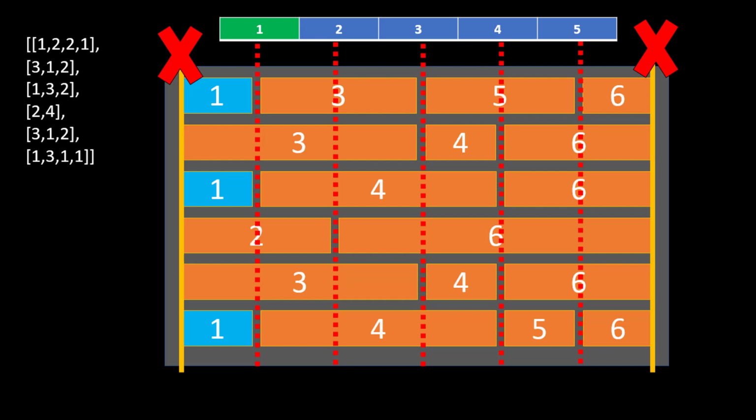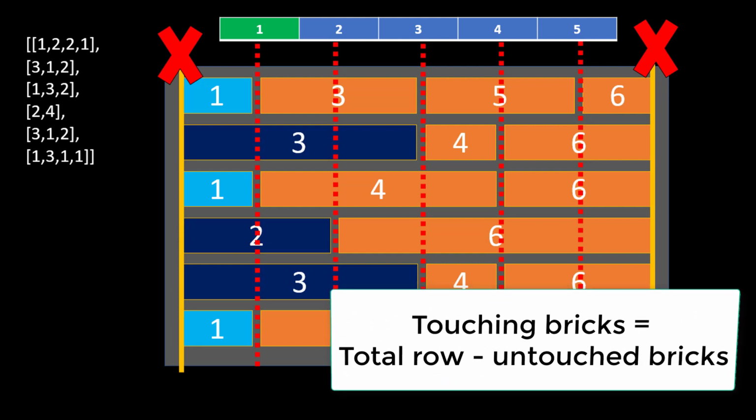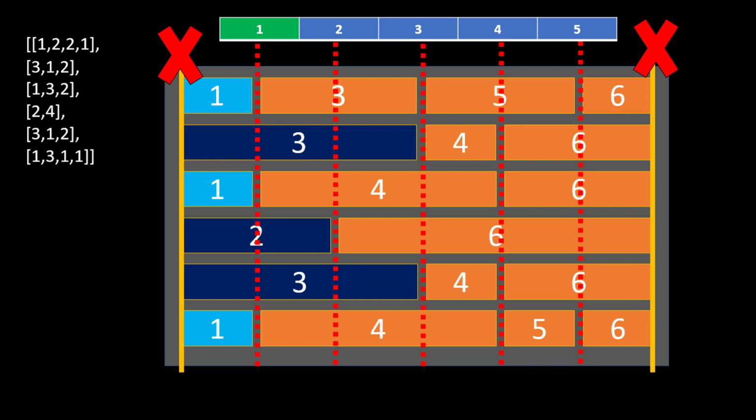This gives us an idea that the number of bricks this particular line will be crossing will be equal to the total number of rows in this wall minus the number of bricks it is not touching. So we can find out how many bricks it is not touching, subtract it from the total number of rows, and we can get the number of bricks it will be touching.